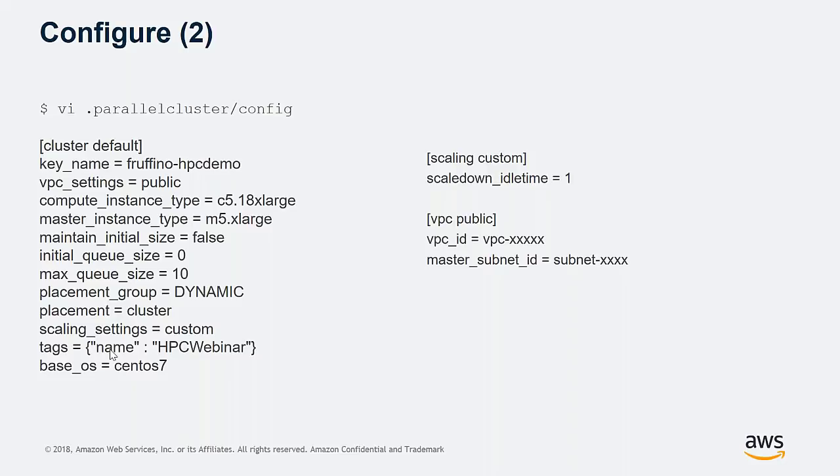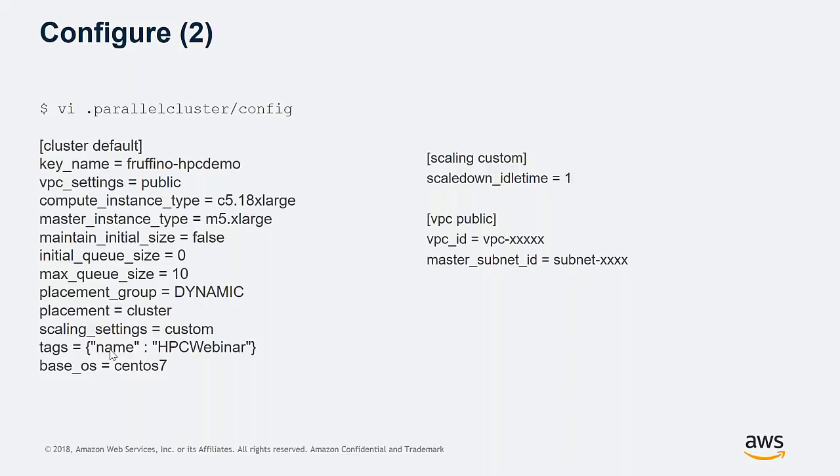You can also select the initial and max queue size. This is very important. So this is basically the number of computing nodes that you want to run. The initial queue size is the number of computing nodes that would run after the deployment of parallel cluster. So if I set it to 0, that means that just after the deployment, you will have 0 computing nodes. But then obviously when the user starts to submit, parallel cluster will start the computing nodes for you.